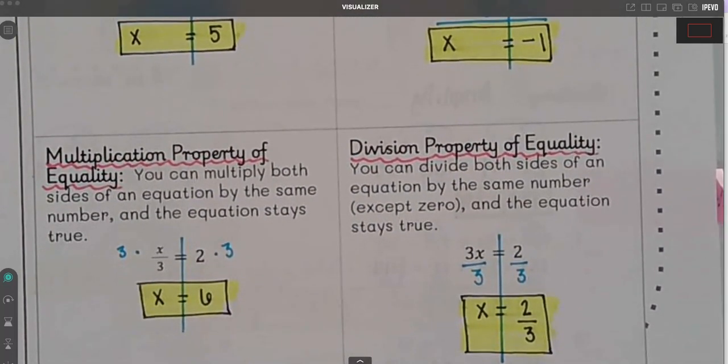Same thing with multiplying and dividing. Here I have x over 3 equals 2, so I multiplied both sides by 3. Here I had 3x equals 2, so I divided both sides by 3.